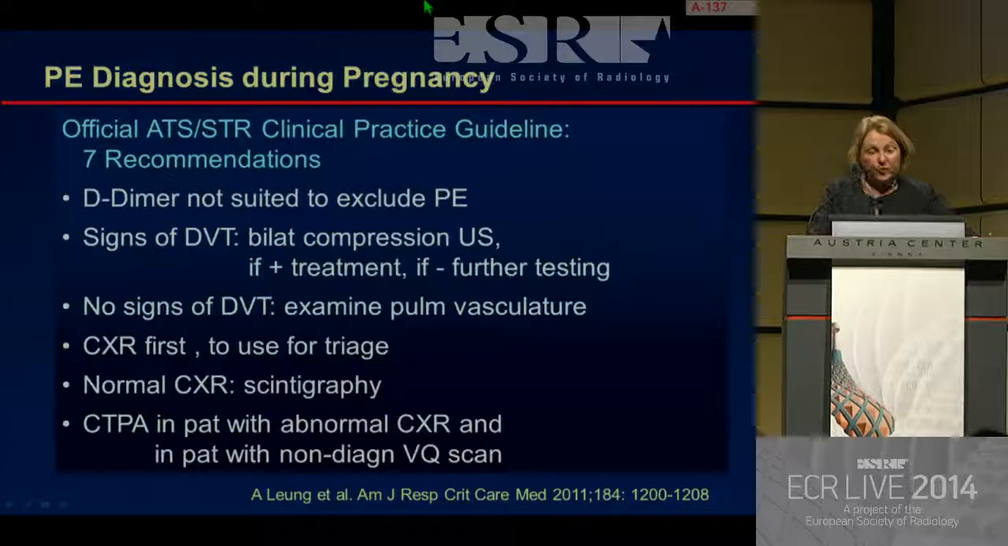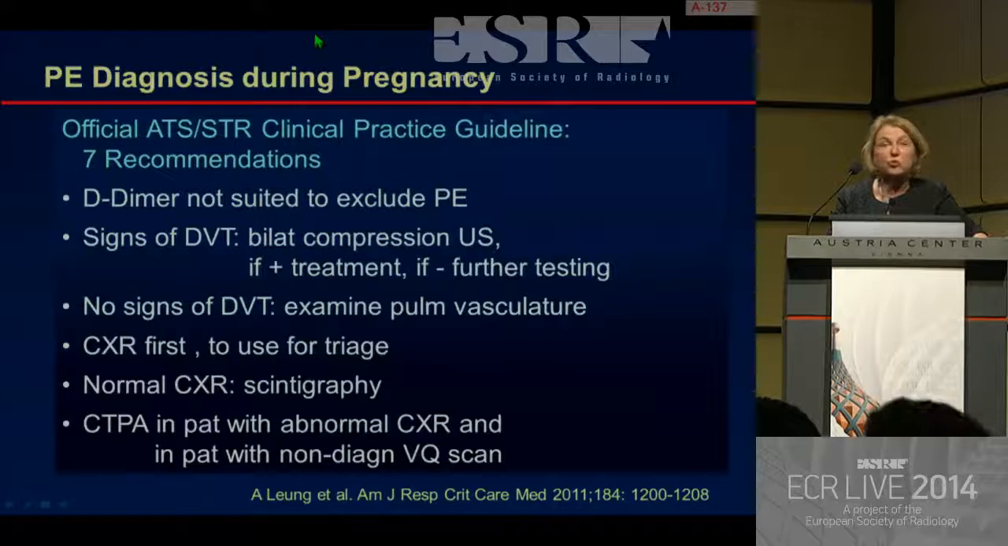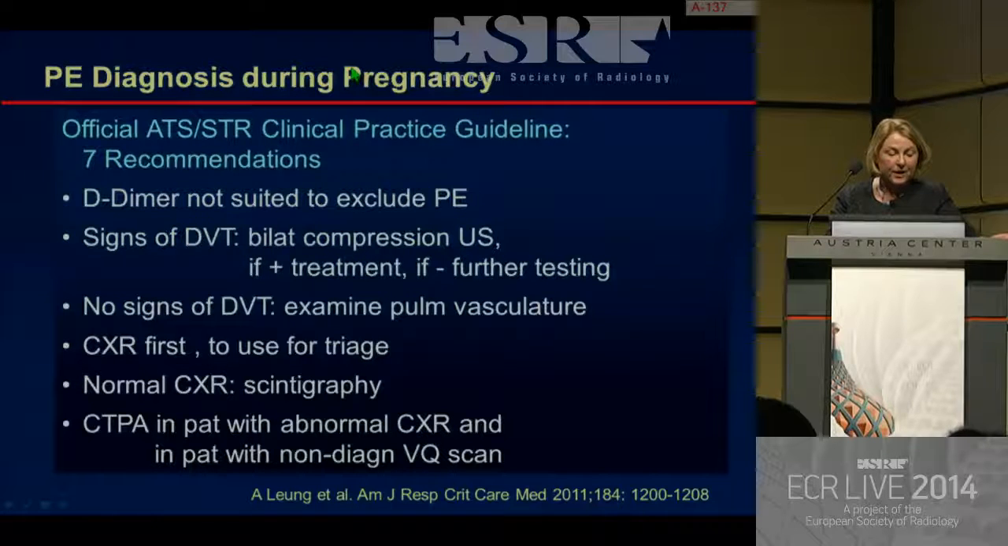PE diagnosis during pregnancy. In 2011, there was an official ATS-STR clinical practice guideline published, including 7 recommendations. D-dimer is not suited to exclude PE. If the pregnant patient is coming and has signs of DVT, the first method we should apply is an ultrasound. If this ultrasound is positive, then we have the diagnosis and it's fine. If the ultrasound is negative, we have to do further testing.